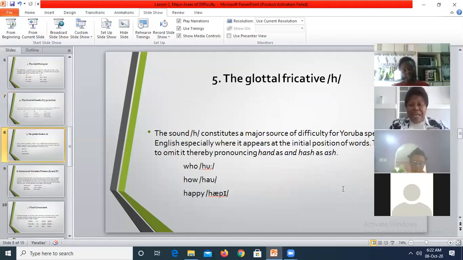The next area of difficulty is the glottal fricative. This sound has no definite area of pronunciation in our vocal cavity. There is no particular place where the pronunciation takes place. It constitutes a major difficulty for some Nigerian students of English, especially the Yoruba speakers. Many times, the Yoruba speakers do not realize this sound when it is at the initial position of English words. This sound is, say it with me.